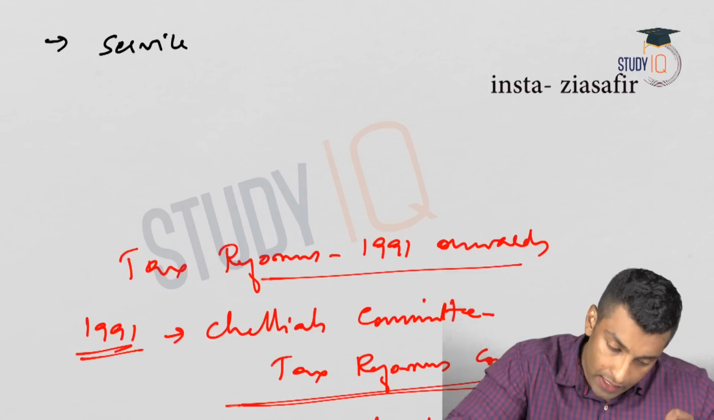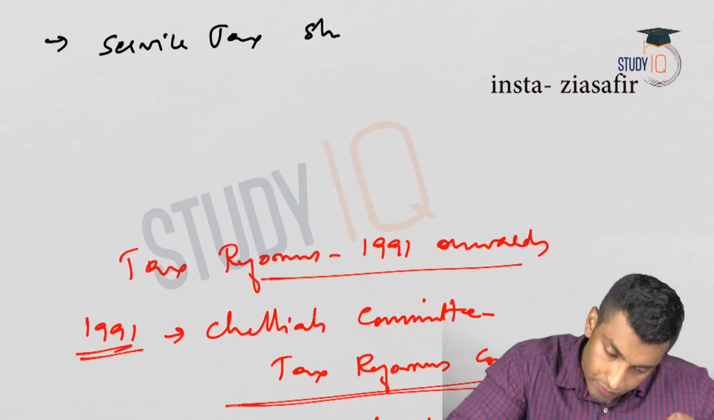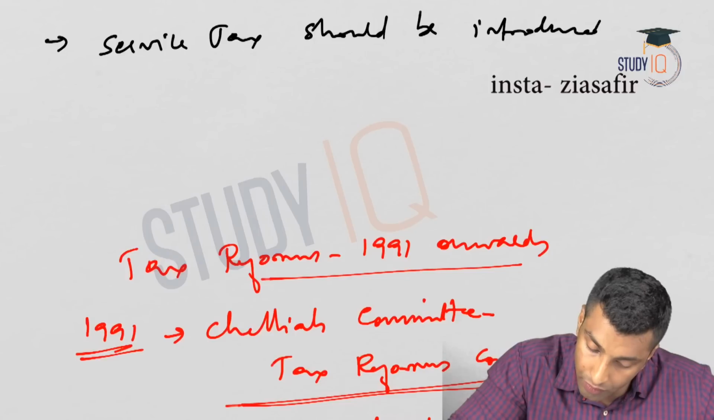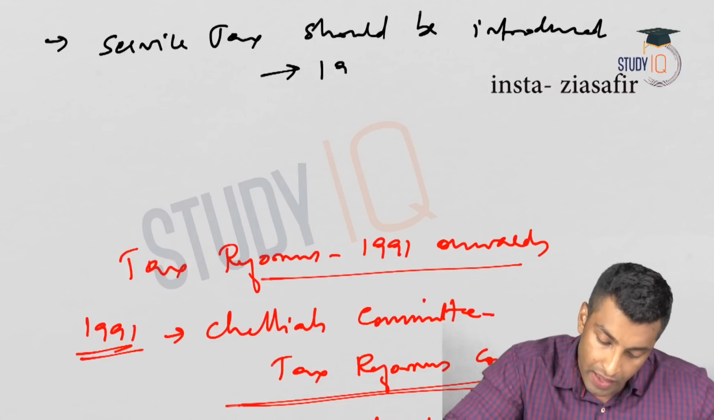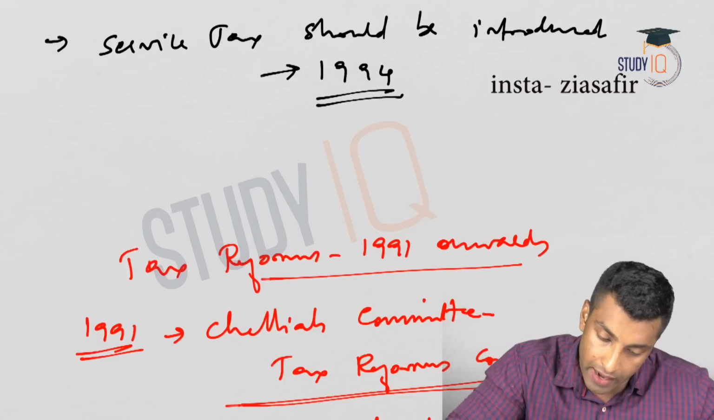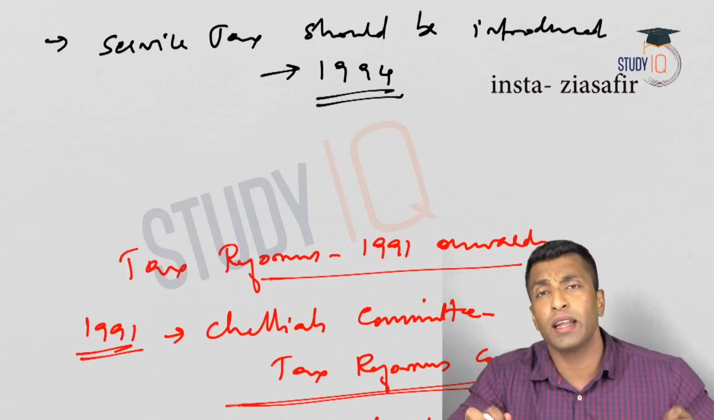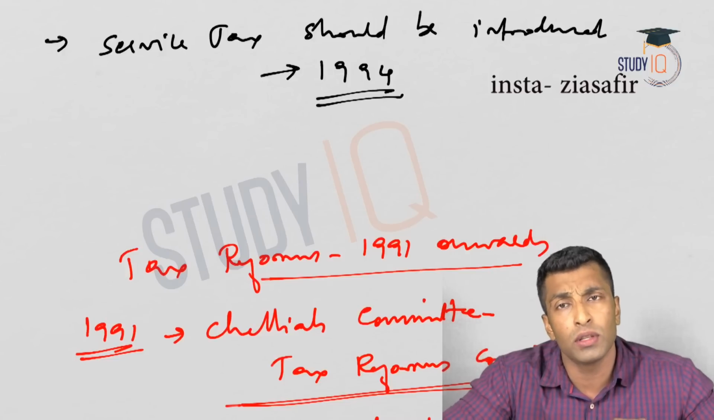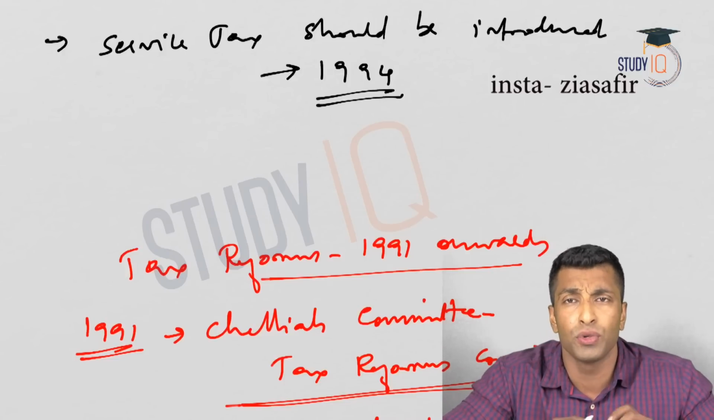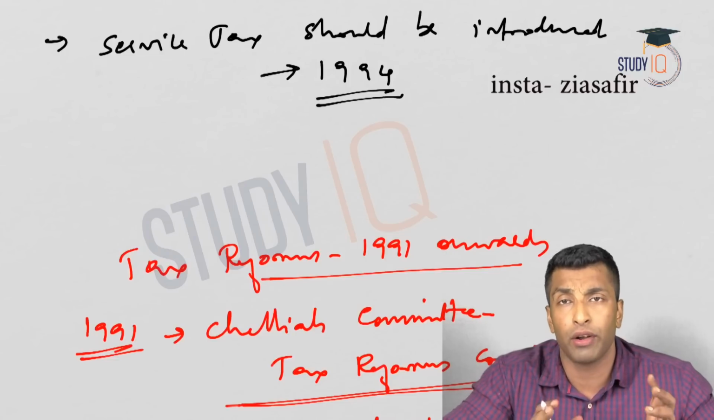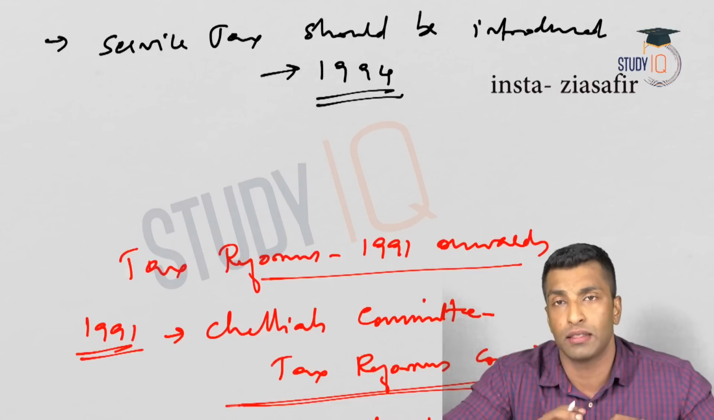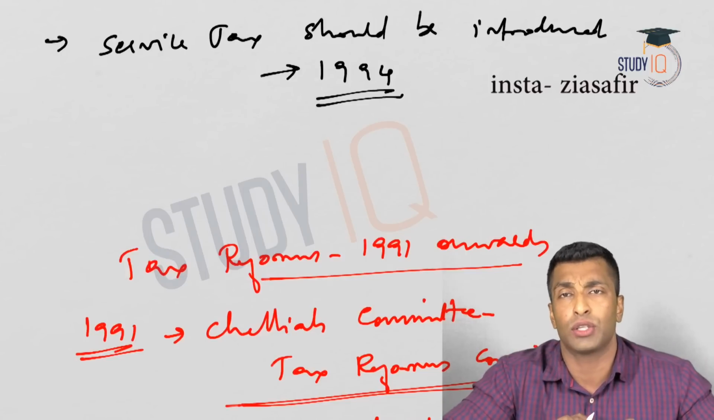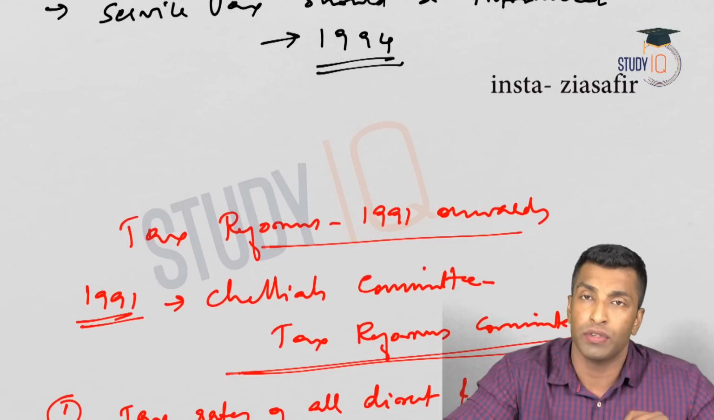Okay, so service tax should be introduced, and it was introduced in 1994. Initially it was introduced on 3 services, but now almost all the services are taxed except a few, like some educational services, some medical services, and some cinematography cases, which were exempted from service tax.